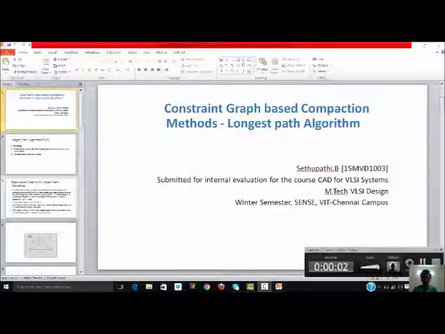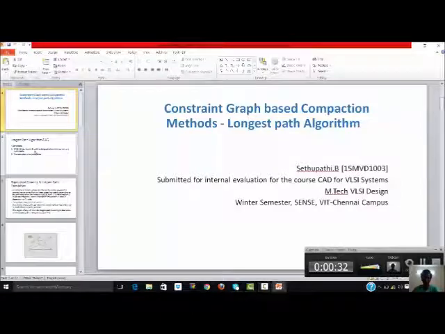Hello guys, I am Sethupathi. I am from VIT Chennai campus. I am a master's student here studying MTech in VLSI design. We have been given the assignment of recording a video lecture, and the topic of this video lecture is the longest path algorithm, under constraint graph based compaction methods, for the course CAD for VLSI systems.